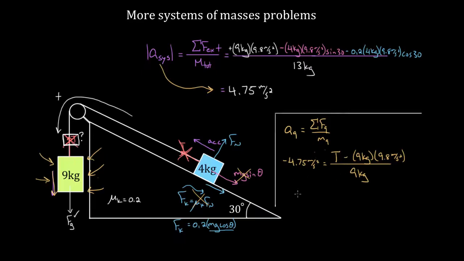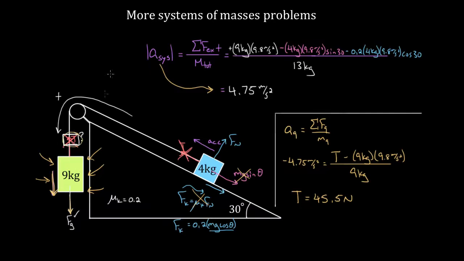So if I solve this, now I can solve for the tension. And if I solve for the tension, I'm going to get 45.5 newtons, which is less than 9 times 9.8. It's got to be less because this object is accelerating down, so we know the net force has to point down. That means this tension has to be less than the force of gravity on the 9 kilogram box.